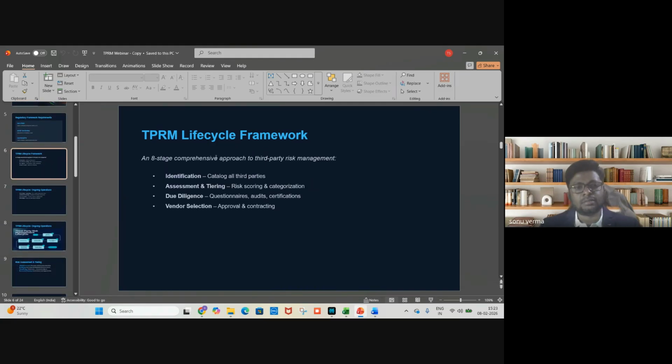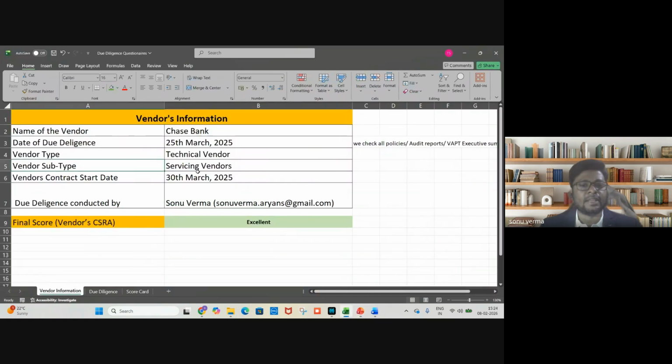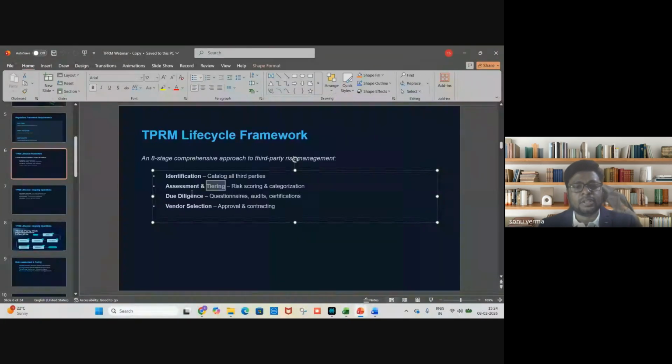Now, this portion, we have covered identifying the third party, assessing the third party, and then tiering it. Okay, tiering is whether it's a technical vendor, non-technical vendor, or an attorney vendor. Then we conduct the due diligence, we ask for the questionnaires, we conduct the audit, we ask for the certification, and then vendor selection is approved and the contracting takes place.